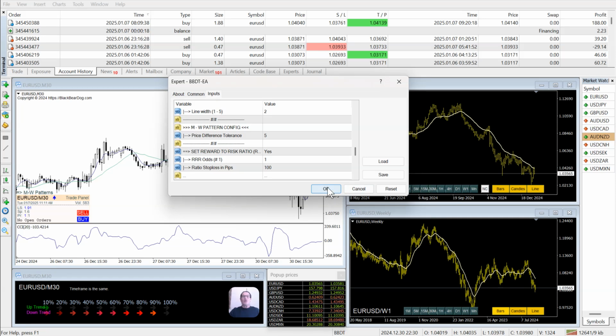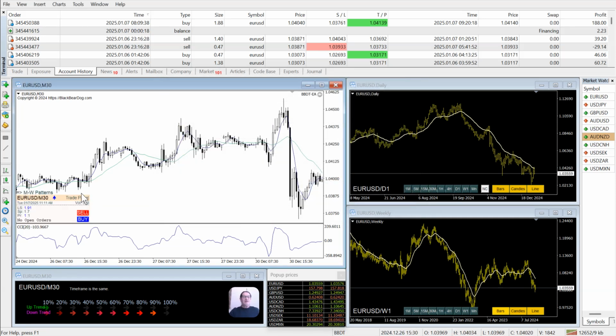Click on OK. And now the panel shows you that you are in the M and W pattern routine. And the only available stats are your lot size, your spread, as well as your profit ratio.